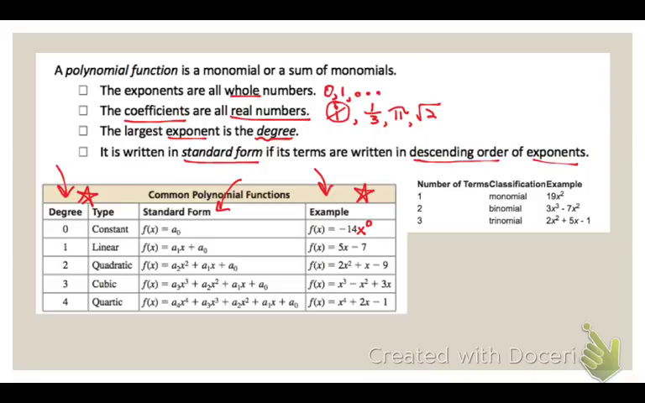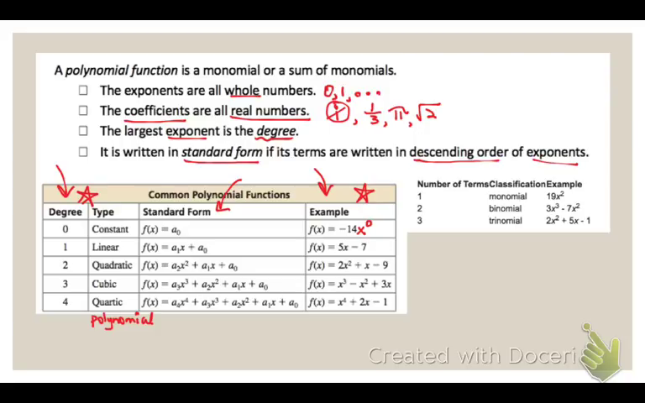For a linear, that is a degree 1, quadratic is degree 2, cubic is degree 3, quartic is degree 4, and then anything that's over degree 4, we just dub a polynomial. So you will want to commit those degrees and types to memory.